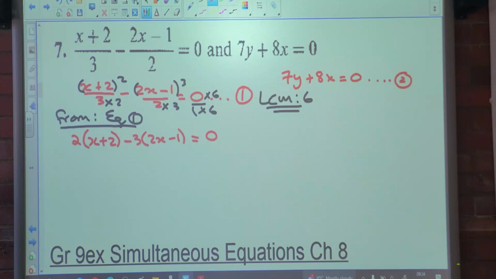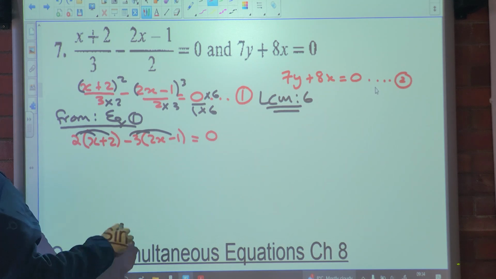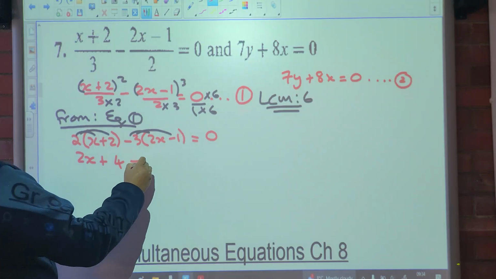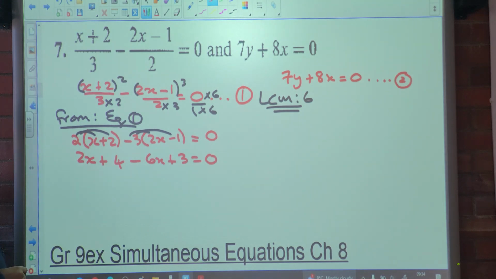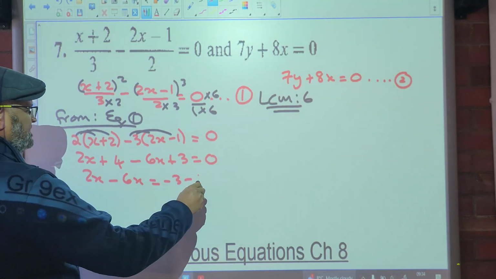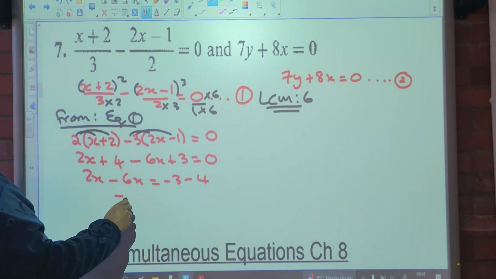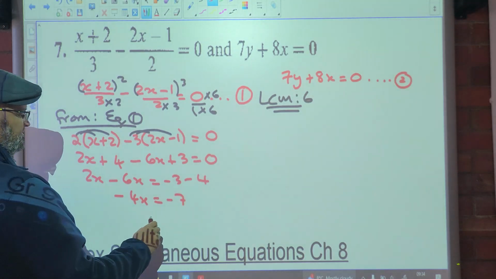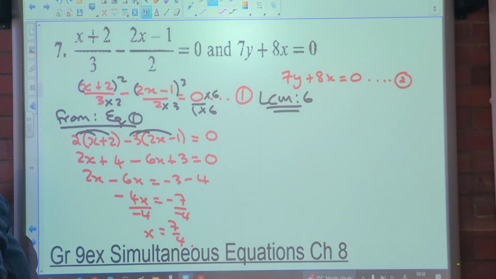So what do we do now with the brackets? 2 times x is 2x, plus 4, minus 6x plus 3 equals 0. x is on one side, numbers on the other side, so 2x minus 6x is equal to negative 3 minus 4, or negative 4 minus 3. This gives me negative 4x is equal to negative 7, divided by negative 4 both sides. So x is 7 over 4.